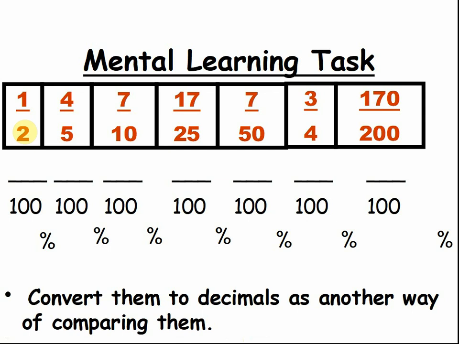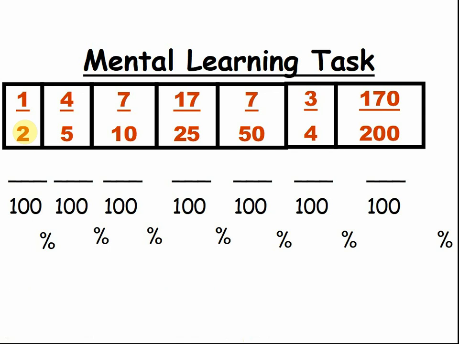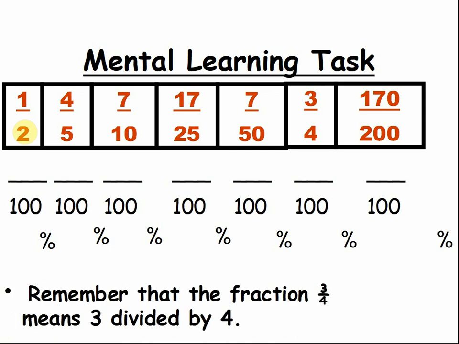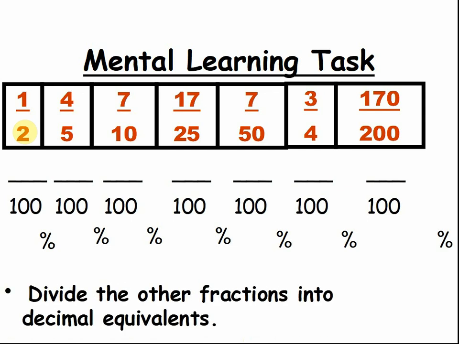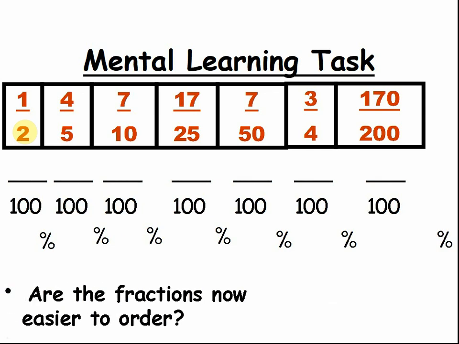Convert them to decimals as another way of comparing them. Pause the video and give me the answer. Remember that the fraction 3/4 means 3 divided by 4. Divide the other fractions into decimal equivalents. Are the fractions now easier to order?